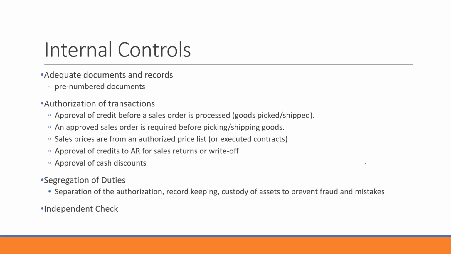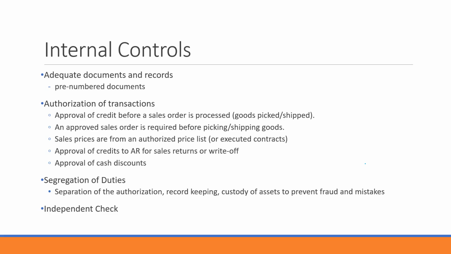Okay, so now let's go over a little bit of internal control stuff that this revenue cycle has touched on. So for the internal controls related to the revenue cycle, we have basically 4 major types of internal controls. The first one is adequate documents and records. We have seen that in the pre-numbered bill of lading and pre-numbered sales invoice. Okay, so that prevents some sort of fraud.